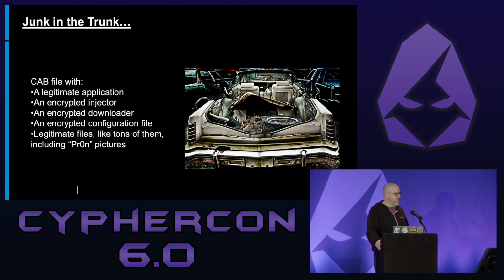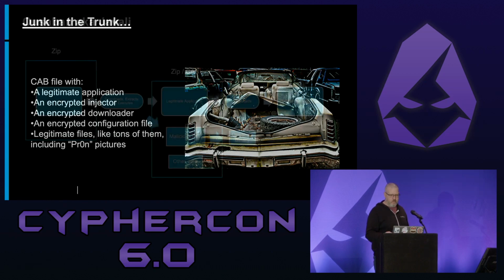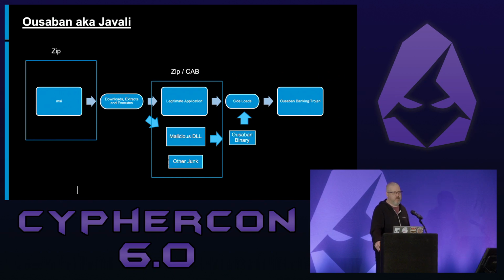This cab file, you can find these in a lot of open source as well. It contained a bunch of different stuff: a legitimate application, an encrypted injector, a downloader, a config file, and a bunch of legitimate files. So it artificially inflated the size, and in this first campaign, they were very much adult-themed images, just a ton of them. Somebody had a collection that they decided to use, maybe for padding this out, but it seems like they were trying to avoid sandboxes that have limits on the size of files. So what did it turn out to be? Well, it was a malware called Usaban.